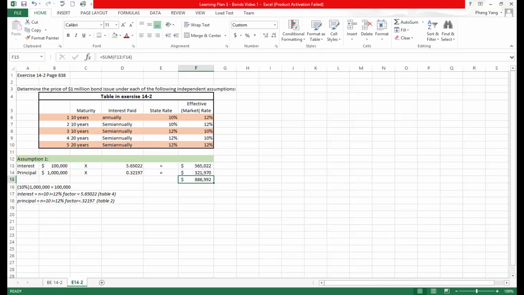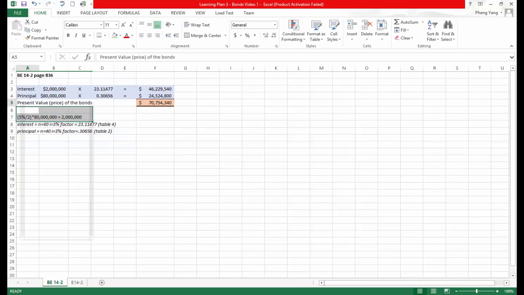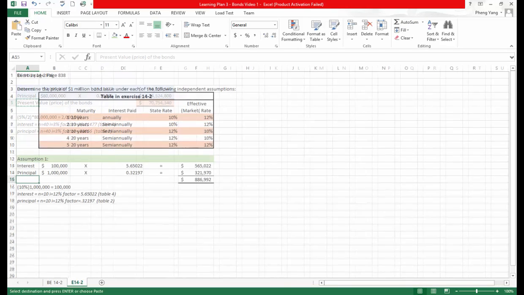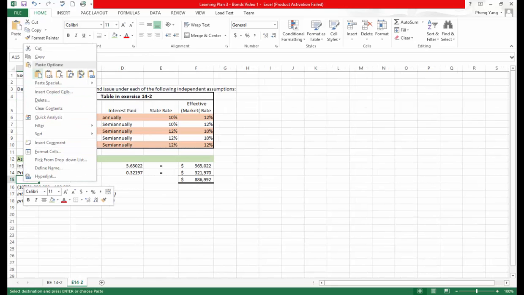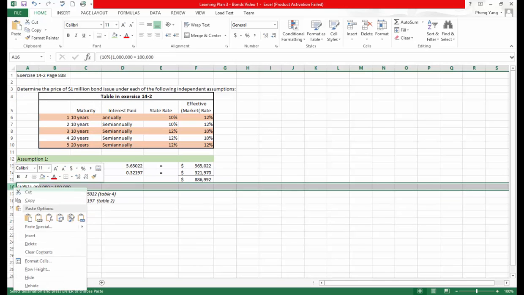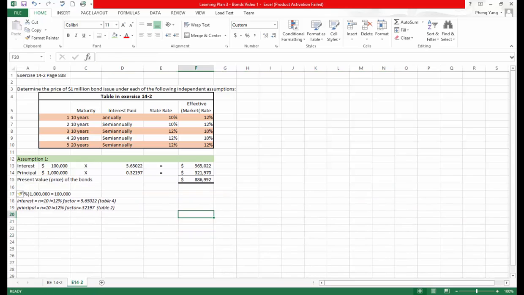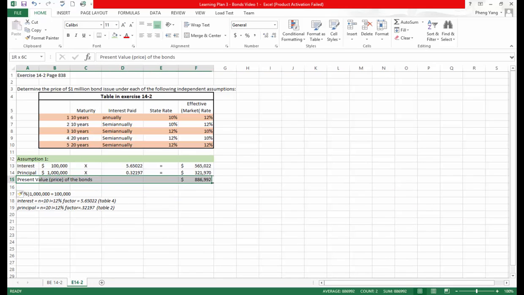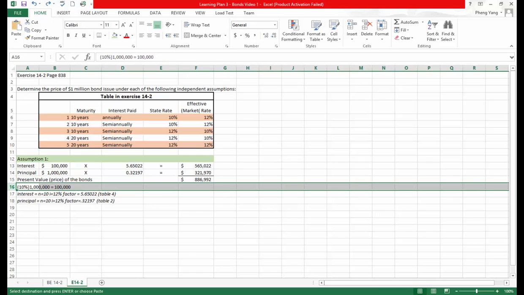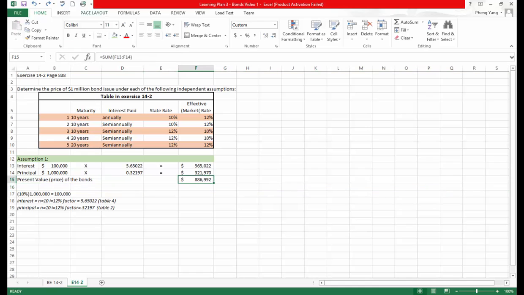And once again, I'm going to put another formula in here. For our total, I'm just going to go back here, copy, and paste it here so we don't need to rewrite everything over and over again. So my present value for assumption 1, the present value of the bonds, is $886,992. Okay, so that's assumption 1.